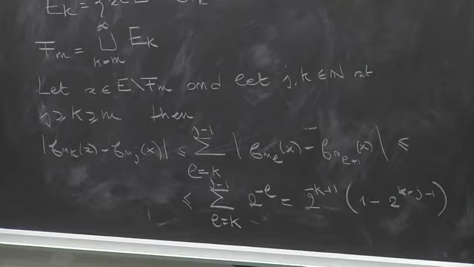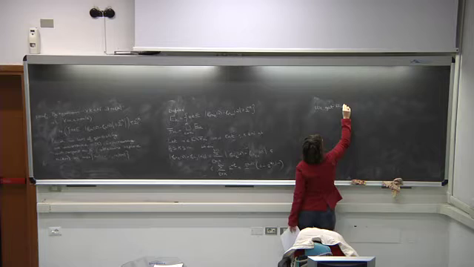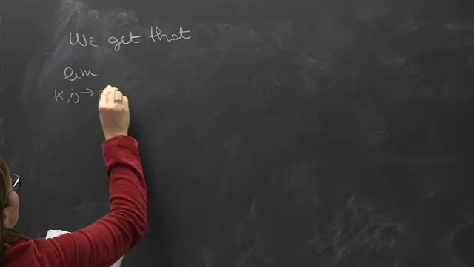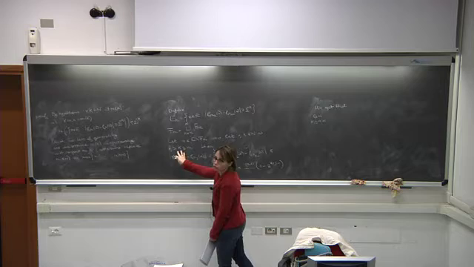Okay, from this we get that if you take the limit as k and j, these two indexes, tend to infinity. This is the summation. I took the index L from k to j minus 1, because I suppose j is larger than k, of 2 to the minus L. Yes.